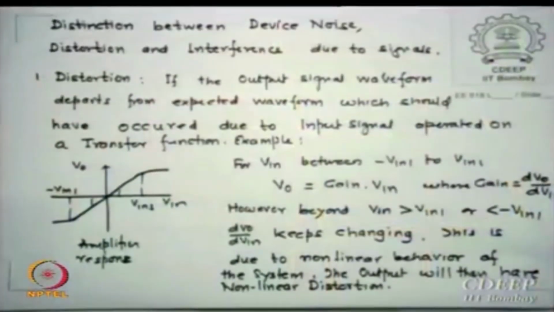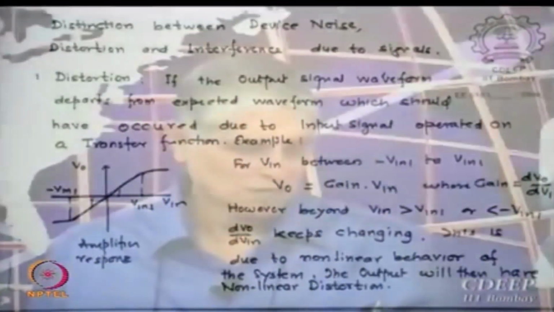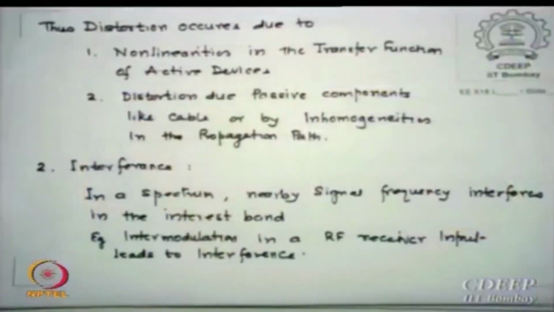We also feel as if it is due only to active devices. No, non-linearity comes from a variety of other reasons. One, of course, is active device non-linearity. So this non-linear distortion is essentially because of non-linearity in the transfer characteristics. We say the distortion occurs due to non-linearity in the transfer function of active devices, but there is a possibility which is not just there, it is always there. Even in passive components there is a non-linearity.